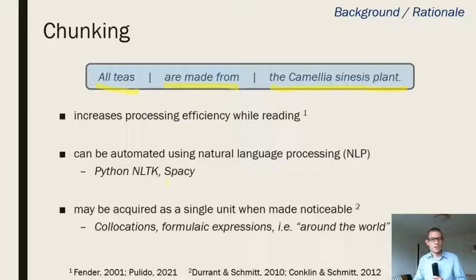I mentioned spaCy before. For the purposes of TextMix, the Python Natural Language Toolkit was used. Chunks may also be acquired in the lexicon as a single unit if they're made noticeable, and this includes things like collocations, such as around the world, or formulaic expressions, they're sometimes called.